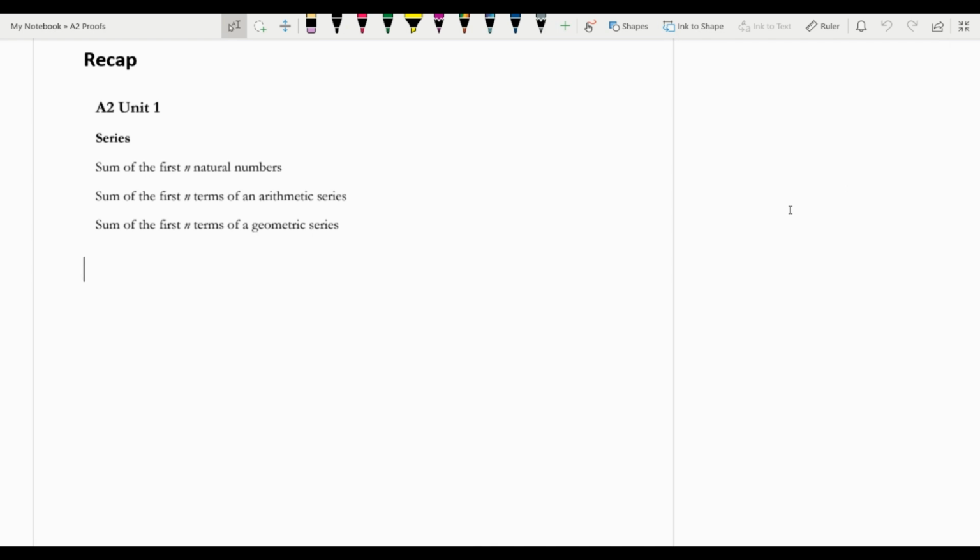Next, recap. I have demonstrated the proofs of the sum of the first n natural numbers, the sum of the first n terms of an arithmetic series, and the sum of the first n terms of a geometric series. All those proofs are necessary for the CCEA A2 Math Unit 1 paper.